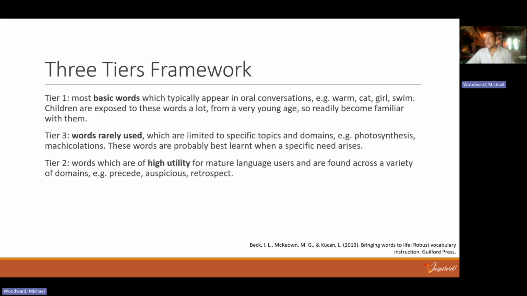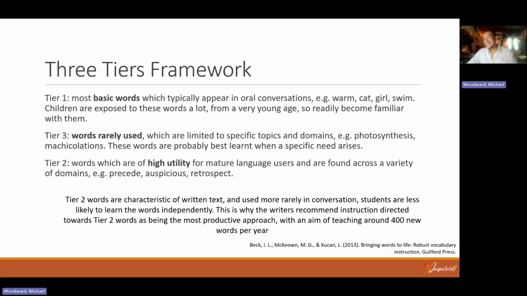Now, tier 2 words are words of higher utility. These are words that may raise an eyebrow, like, hey, what did that person just say? Hold on now, I need to write that down, or, what does that word mean, but I don't want to admit it out loud. It's okay. That's what Google's for, guys.